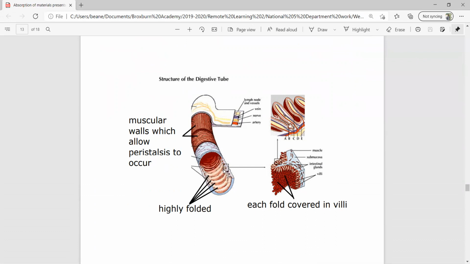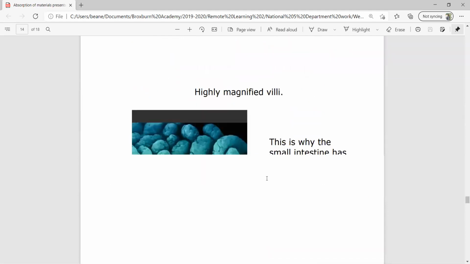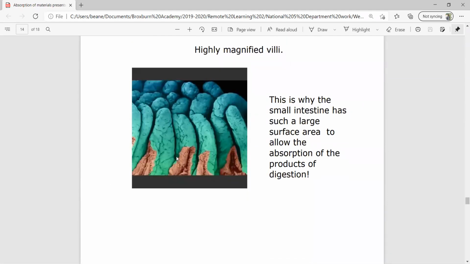And then when we zoom in even further and look at that wall, we actually find that within each fold, there are these tiny little projections, which we call villi. And it's the villi that are actually absorbing all of our food, the useful food, into our blood supply. So let's take a look at those villi in even more detail. So you can see them here.